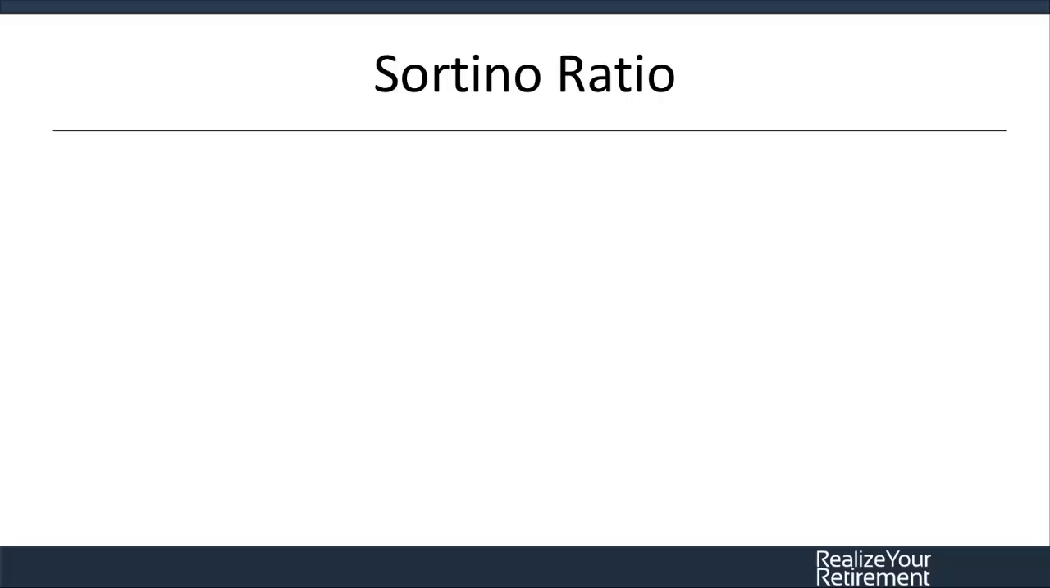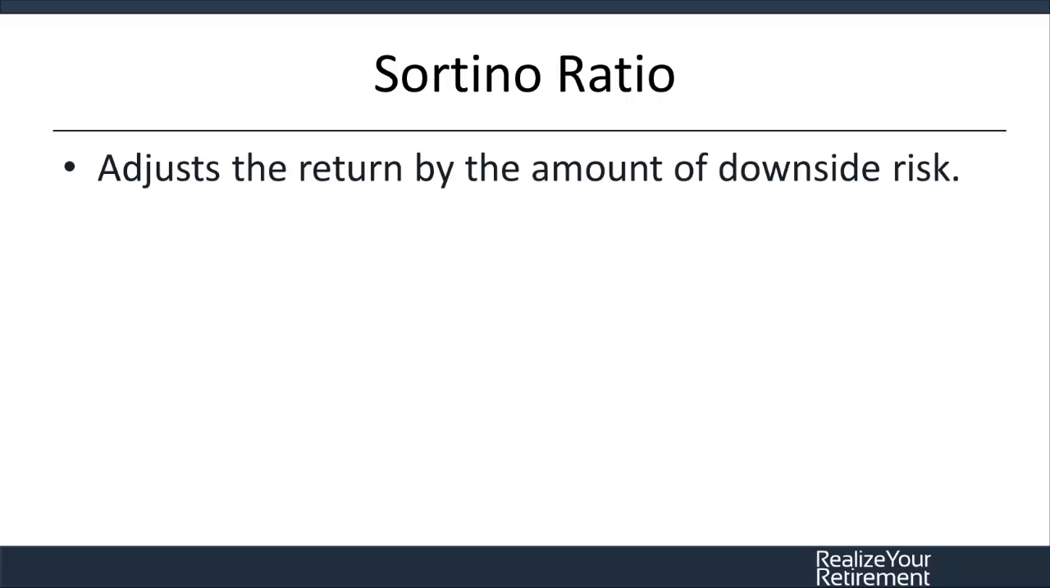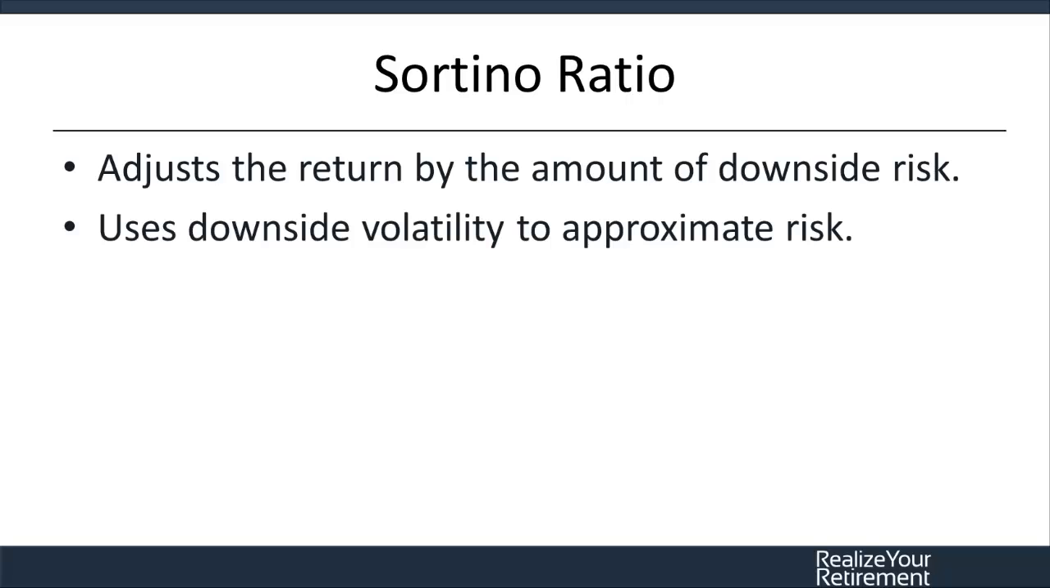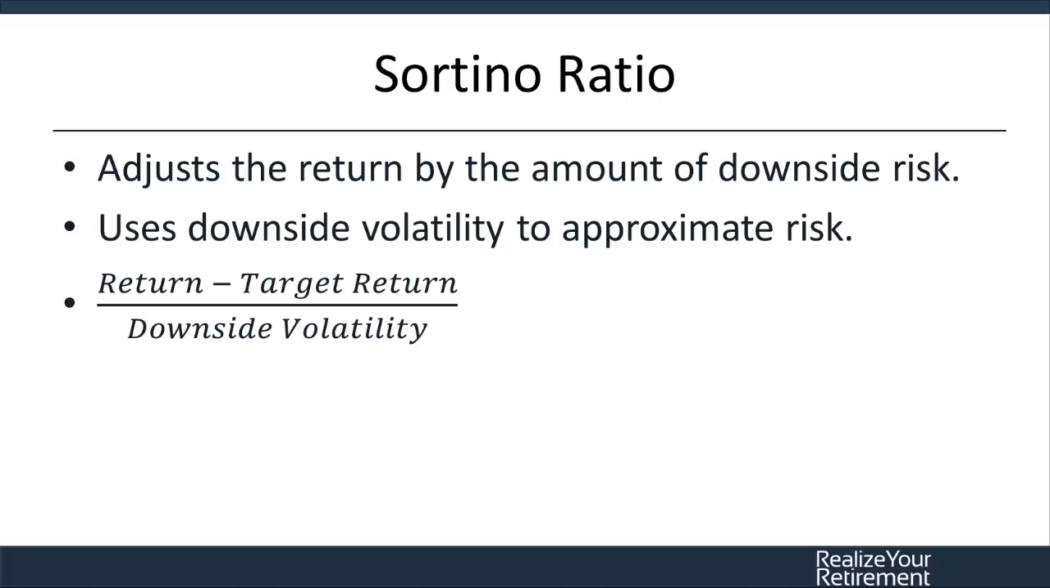A modification of the Sharpe ratio is known as the Sortino ratio, and it's named after Frank Sortino. The Sortino ratio uses downside volatility instead of volatility, like the Sharpe ratio, and instead of using the risk-free rate, it uses whatever target rate you'd like to measure it against. Most people use a target rate of 5% for both the downside volatility measurement and the target rate.